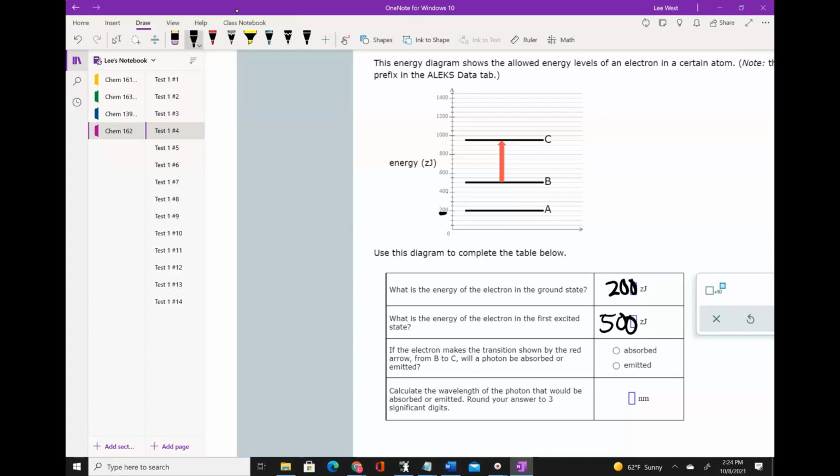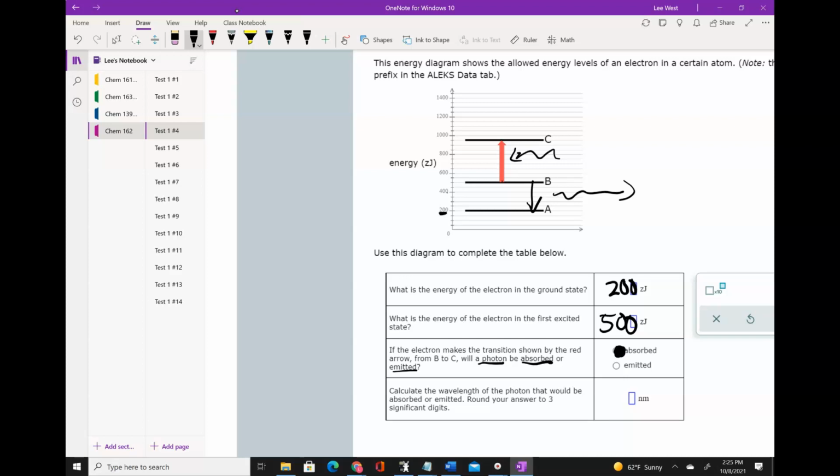If the electron makes the transition shown by the red arrow from B to C, will a photon be absorbed or emitted? So a photon is absorbed when an electron goes from a lower to higher energy level, and when an electron moves from a higher energy level to a lower energy level, a photon is emitted. So in this case, we're going up, so it must be absorbed.